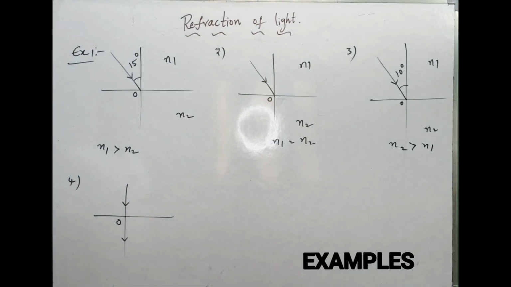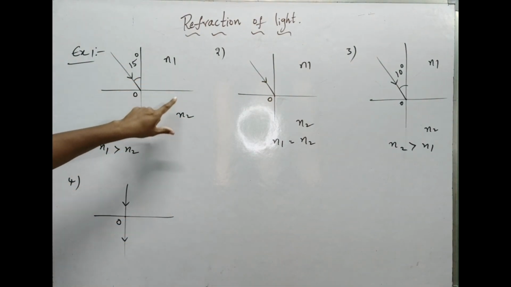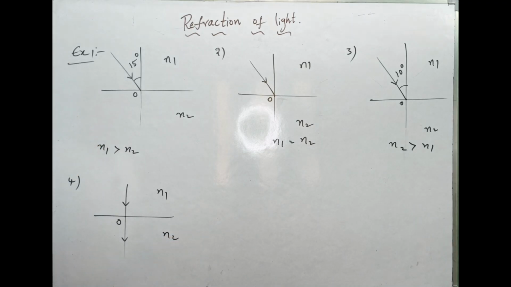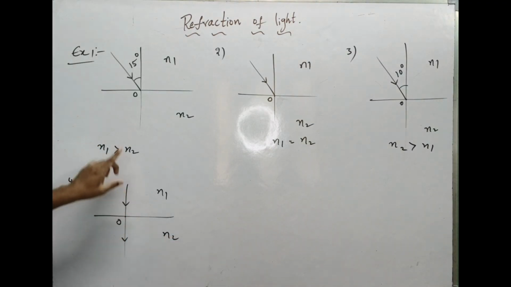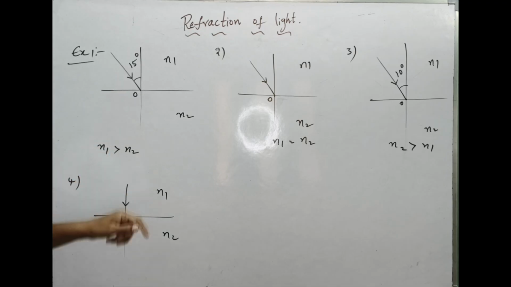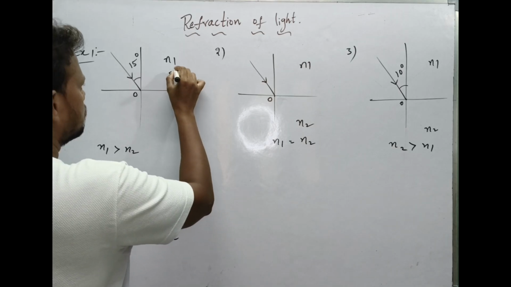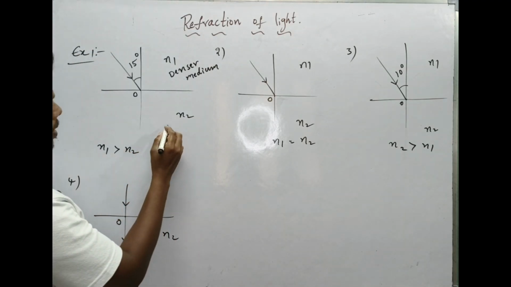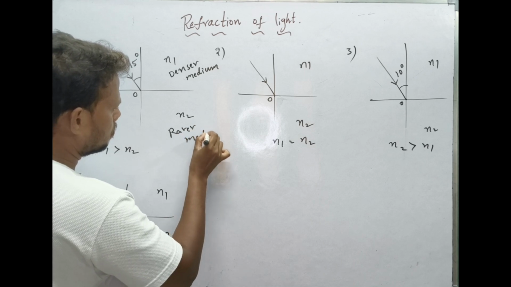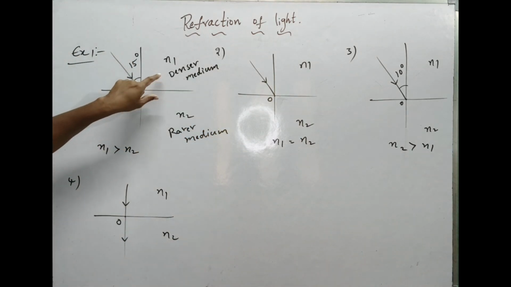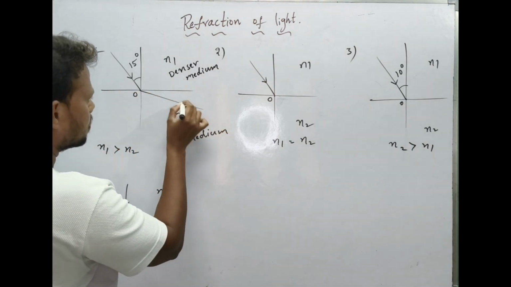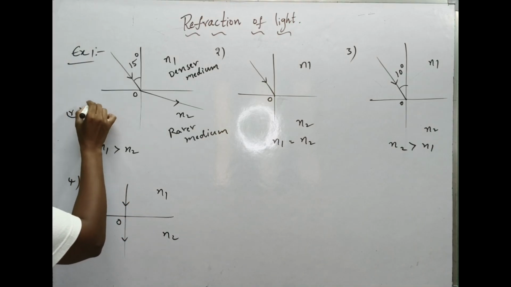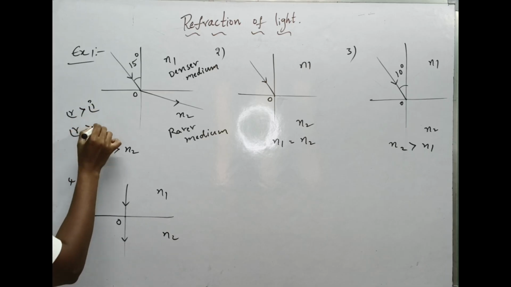Let us see the 4 examples: 1, 2, 3, 4. N1 is the first medium, N2 is the second medium for everything. What is the condition I have taken? N1 is greater than N2. I mean, N1 is a denser medium and N2 is a rarer medium. So when the ray of light travels from denser medium to rarer medium, the refracted ray bends away from the normal. Definitely, without fail, the angle of refraction is greater than the angle of incidence. I mean, R must be greater than 15 degrees.